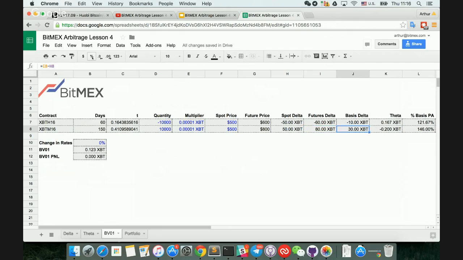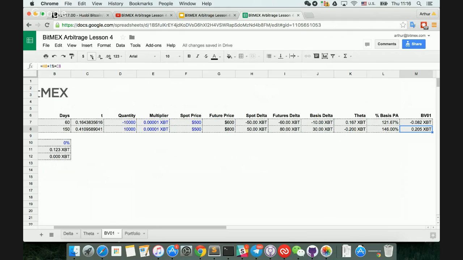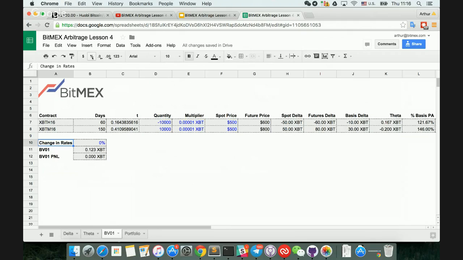Now, I'm just going to talk about a parallel shift, i.e. both interest rates, percentage basis per annum interest rates, move up or down in the same magnitude. We want to see what that does. So now we know we have an aggregate positive BV01, which means that if interest rates move up in a parallel fashion, we will make money on the interest rate component. So let's look at that. We move interest rates up by 10%, we'll make 1.233 Bitcoin.